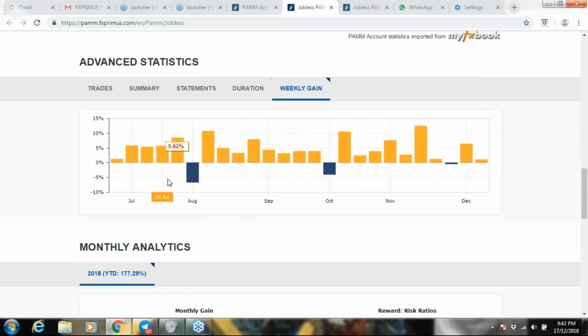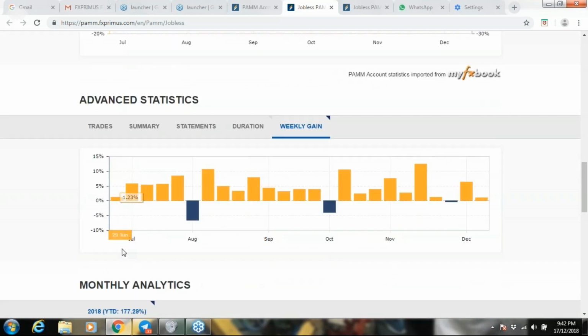So for the weekly gain, if you see, starting from July until December, our average weekly gain is almost 5%. During the 6 months, we have had a minus only 2 or 3 times. On 3rd August it was a minus 6.59. But for the following week, we covered it. We got 10.74%, so almost 4% net.